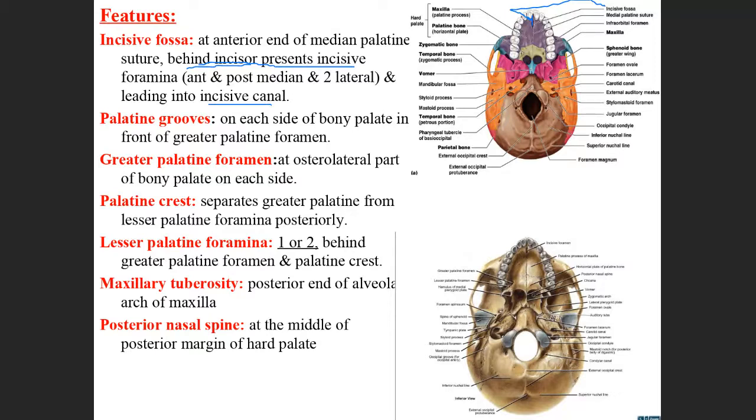And then the palatine groove. The palatine groove is the rough portion of the palate on each side of the bony palate, in front of the greater palatine foramen. Okay, just remember the palatine groove, this one.